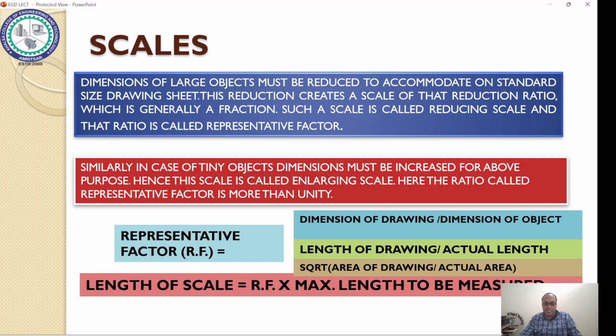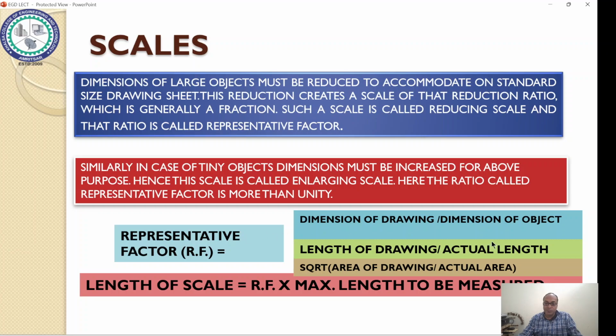In case of a reducing scale, the representative fraction is less than unity, like 1 by 10, 1 by 2, 1 by 5, like that. But in case of an enlarging scale, it is 2 by 1, 10 by 1, and like this. So it is always larger than unity in case of the enlarging scale, and it is always less than unity in case of the reducing scale. And sometimes we prepare the drawing at a similar size, that is the actual size is similar, and the object size which we draw on the drawing sheet is also similar. In that case, the representative fraction is 1:1.